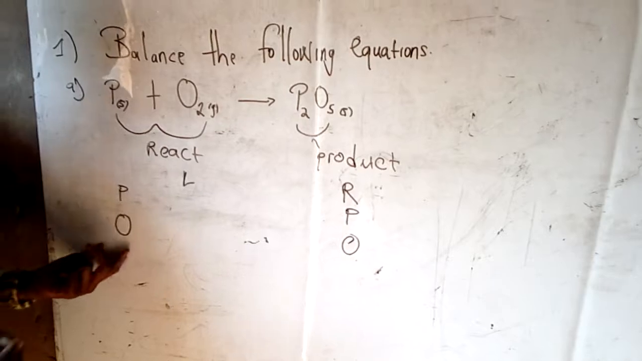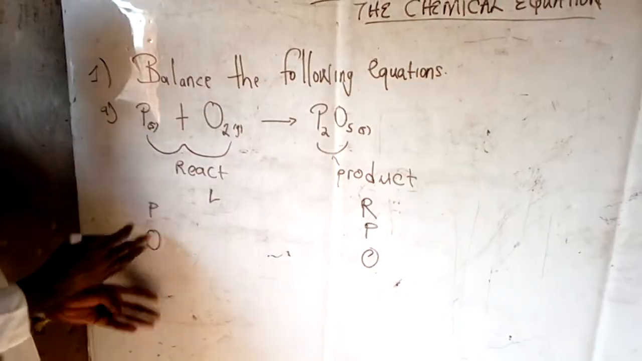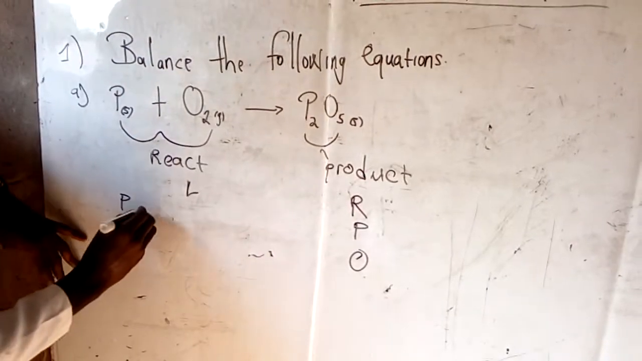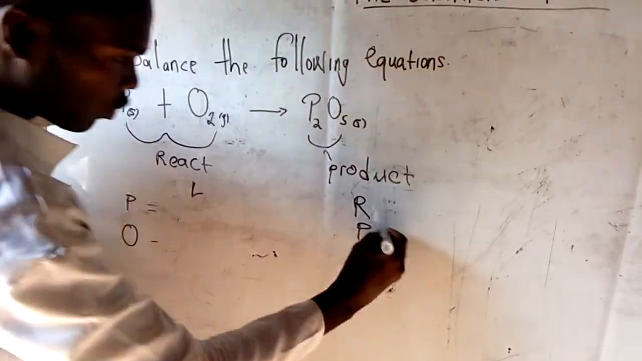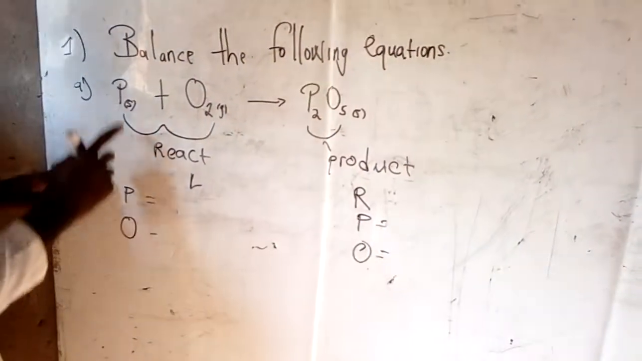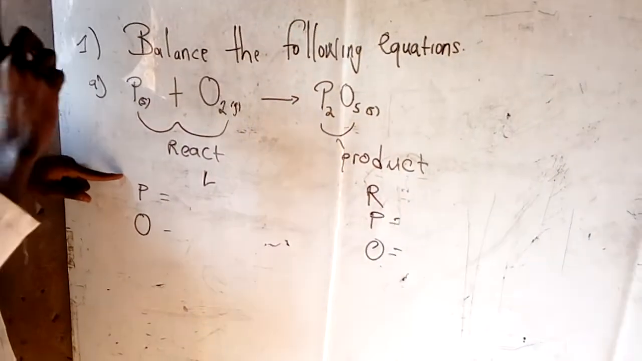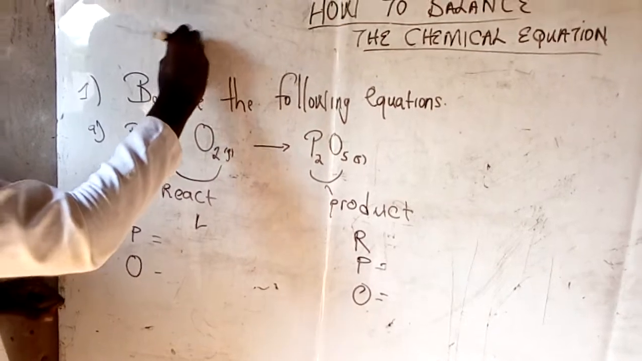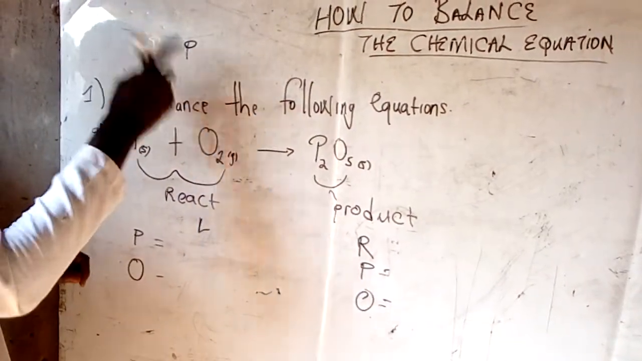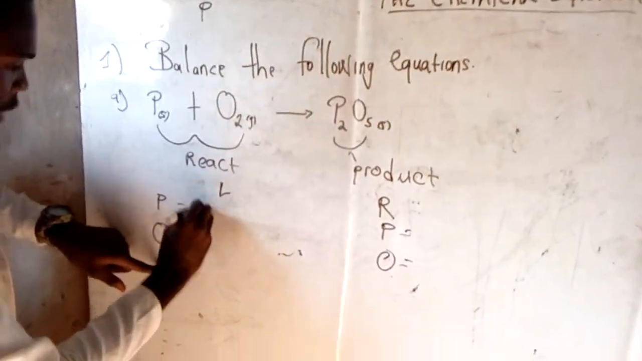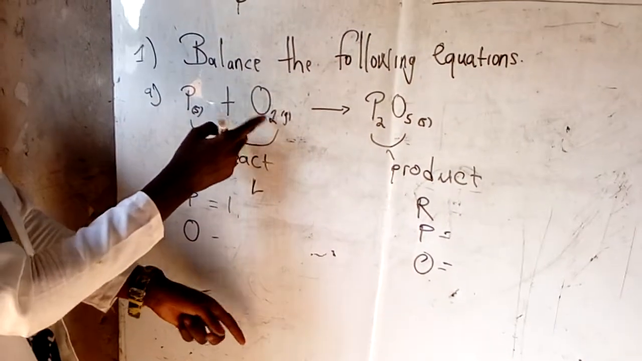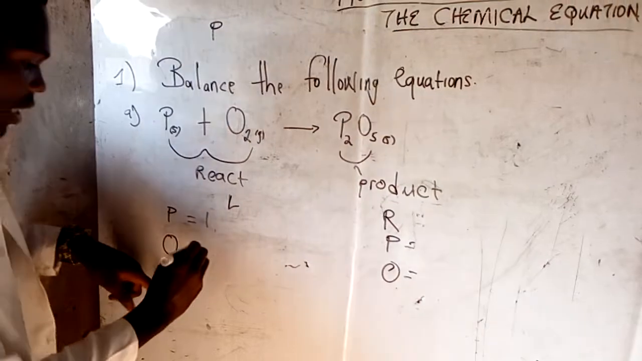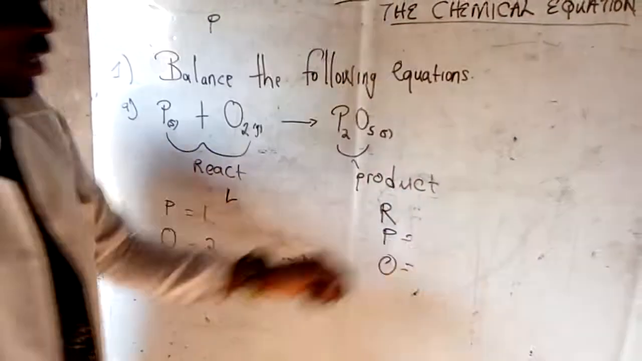After just listing the symbols of the elements, what you have to do is put an equal sign. How many phosphorus do we have here? We have one phosphorus. If there's just a letter, like P, it means we have one atom of phosphorus. Let's go to oxygen. How many oxygen do we have? Here it is indicated that it is 2. So now let's go to the right side.